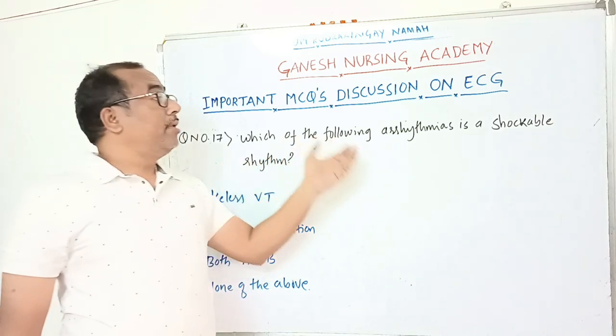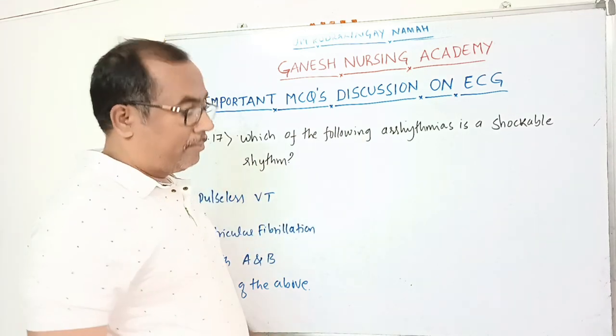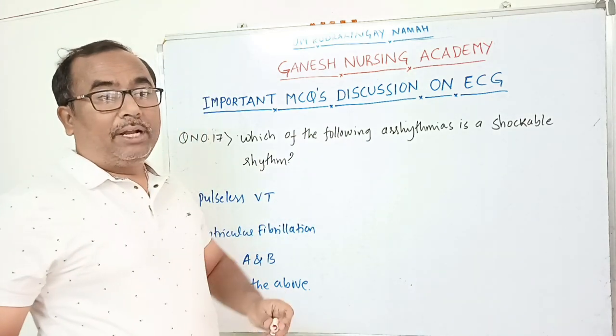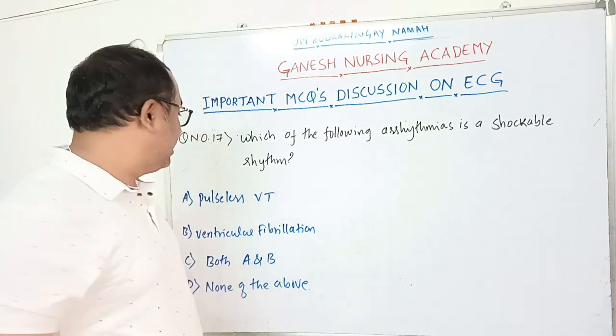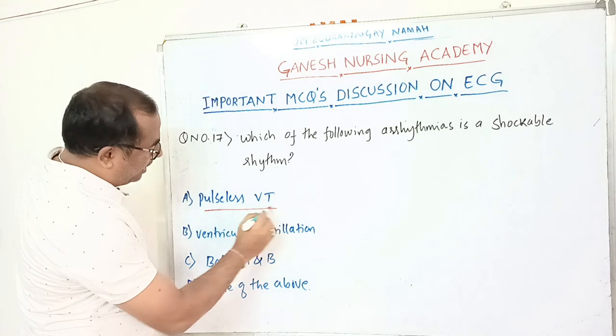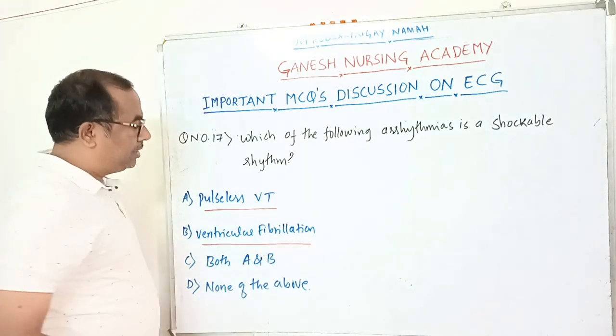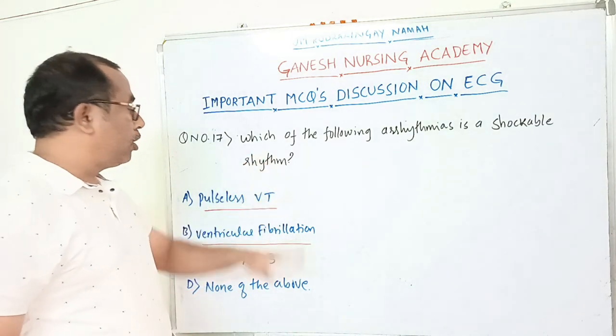So which of the following arrhythmias is a shockable rhythm? Shockable rhythm mainly when we want to defibrillate. When we want to defibrillate, there are two shockable rhythms, that is pulseless ventricular tachycardia and ventricular fibrillation. So these two rhythms are considered as shockable rhythms.